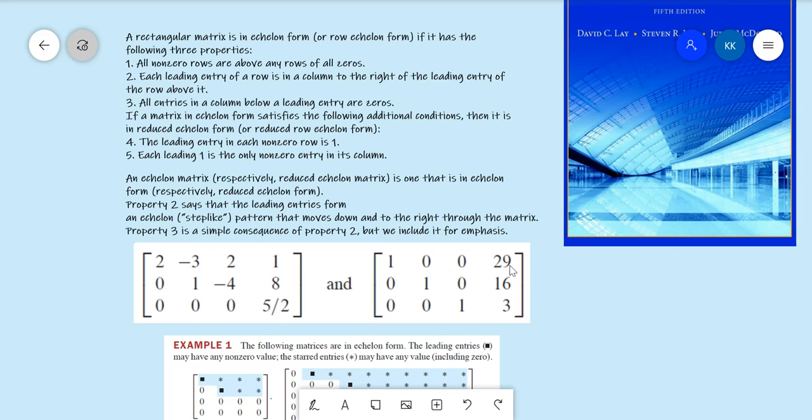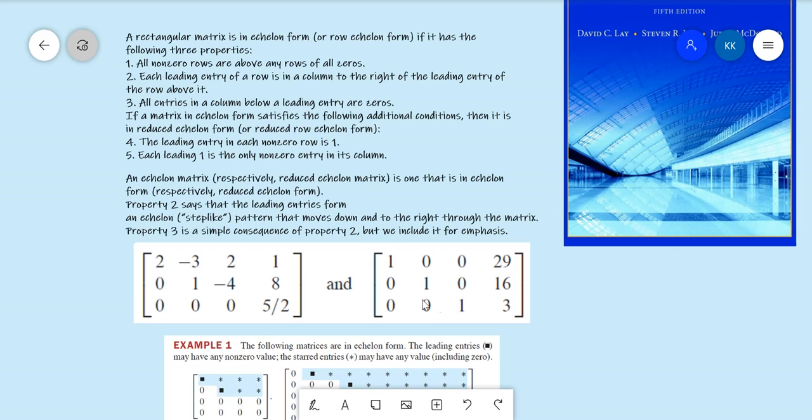And now let's have a look at this. This is actually a reduced row echelon form. So the properties, again we'll check all of them. There is no completely zero row, so we don't have to check for that. Each leading entry of a row is in a column to the right of the leading entry of the row above it. So 1 is to the right of this one and this one is to the right of this one. So again you can see these are the leading entries.